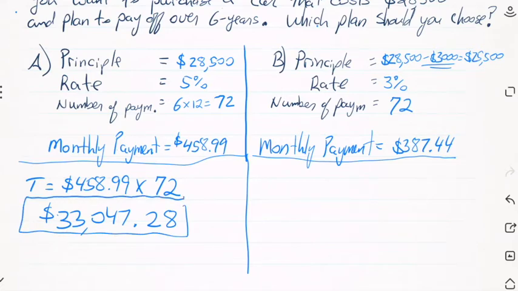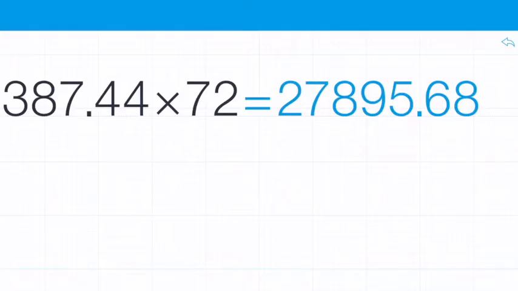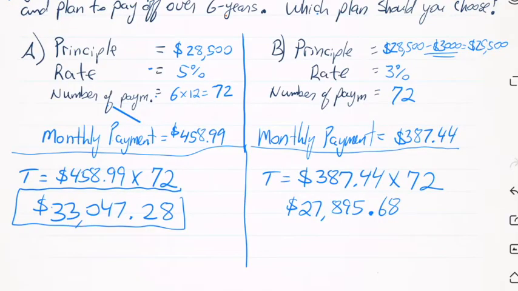To find out how much it would cost under Plan B, it starts off basically the same. You take your monthly payment and multiply it by the number of payments. And that'll give us $27,895.68. Now, this is the total amount paid to the loan. This is not how much was paid to the car.